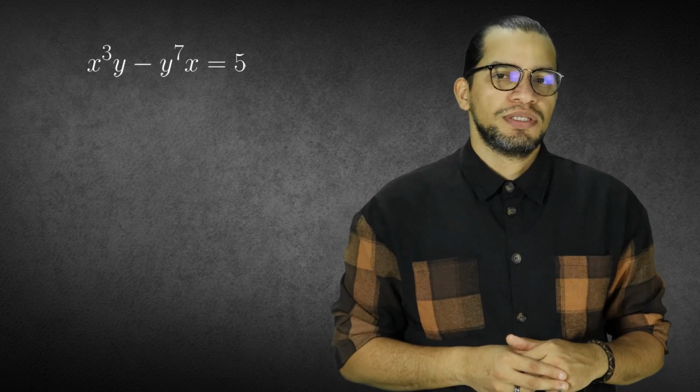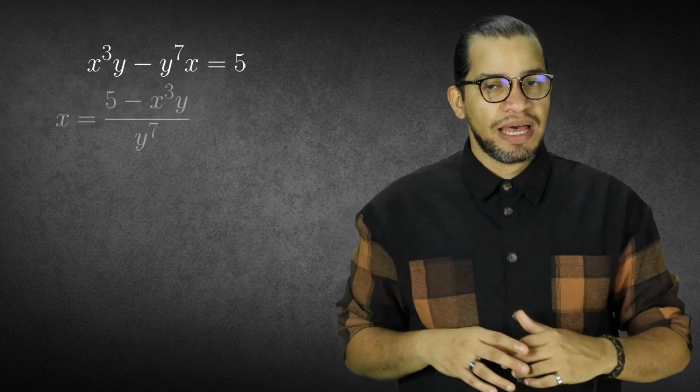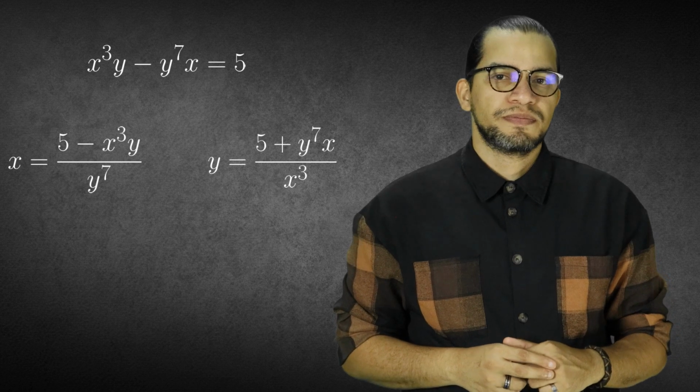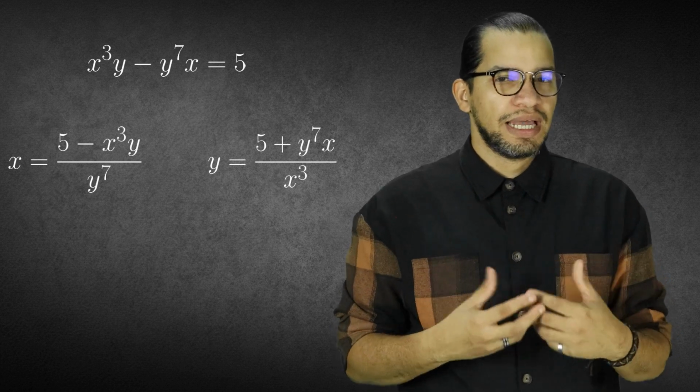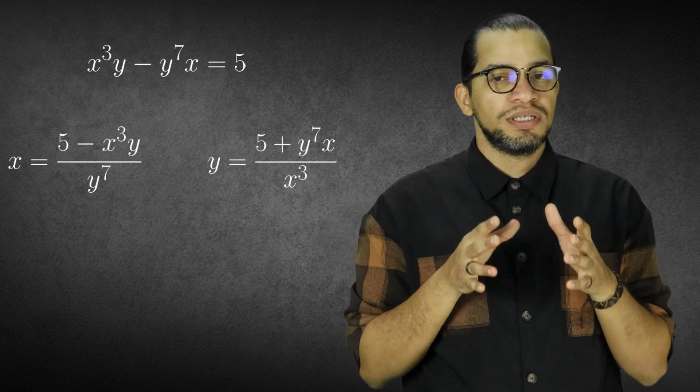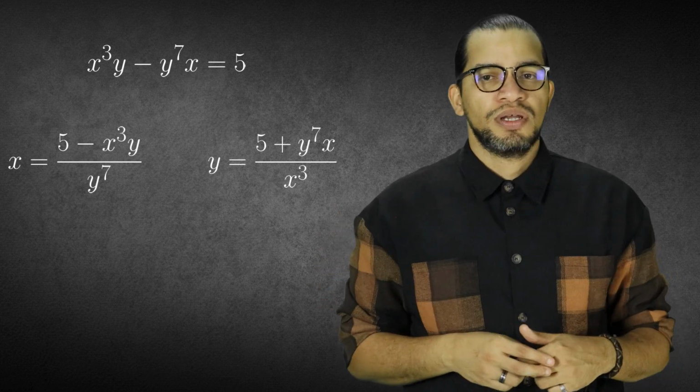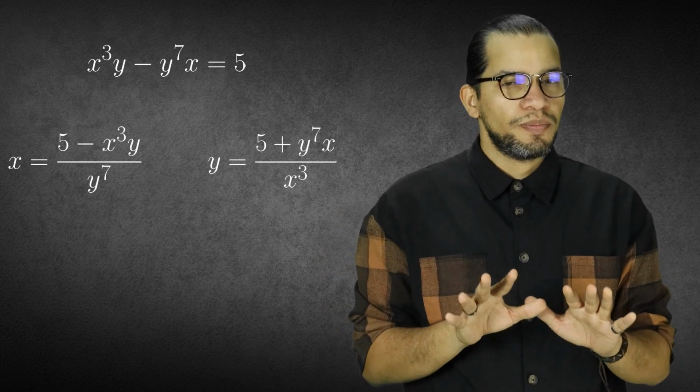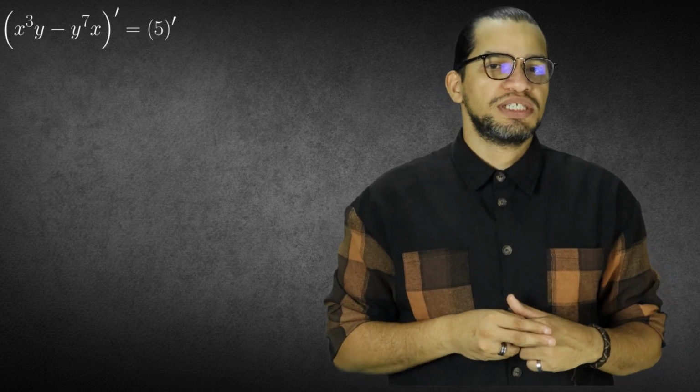There are some functions that can't be explicitly defined. For example, the function x cubed times y minus y to the 7 times x equals 5. If we try to explicitly define it, that will be impossible. So the question is, how do we find the derivative of such a function? Well, what we do is that we assume the variable y as a function of x that we don't know, but we can apply the chain rule to. Taking into account the previous implicitly defined function, we are going to differentiate it.